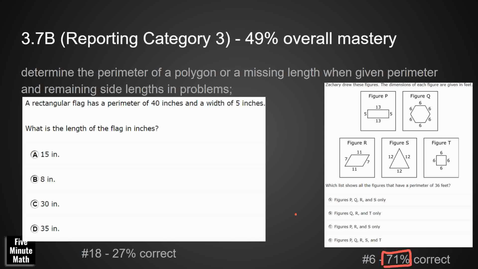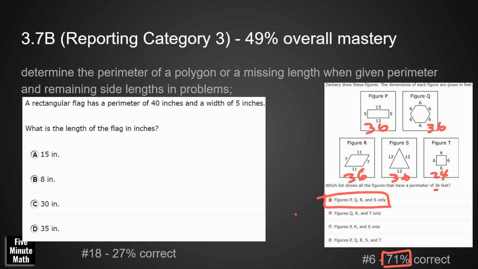71% was able to get 6 correct, which is very simple, right? We just need to add all the way around, find 36. This is 36. This is 36. This is 36. This is 36. This is 24. So really, it's everything except for T. So we're looking for P, Q, R, and S. That's our answer right there.